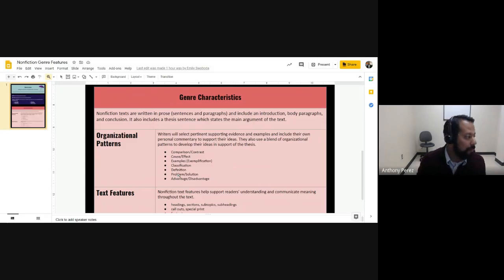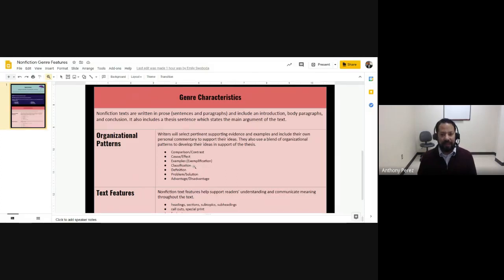Like the problem with maybe Las Palapas is they're not open all the time, but Taco Cabana is, or something like that. Cause and effect is probably, you can talk about the cause and effect of something and then go into how you would solve that problem that is created by that effect with problem solution.